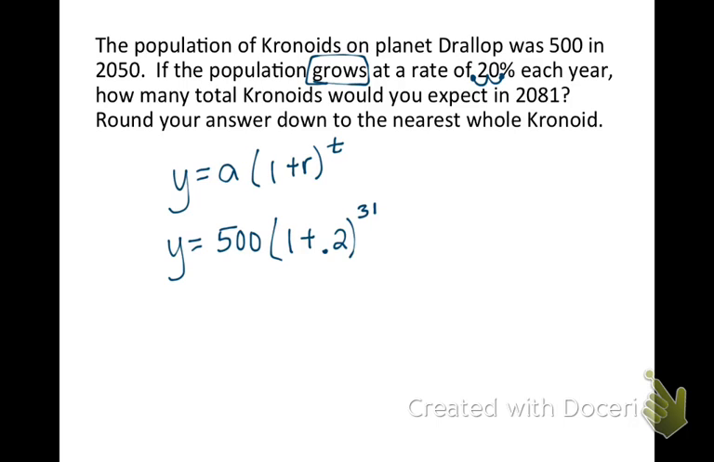Now you can enter this whole thing in your calculator. 500 parentheses 1 plus 0.2 parentheses, and then your exponent button to the 31. You are going to get out 1,402,426. Okay? So if you have any decimals here, make sure you're rounding. We can't have partial Kronoids. We need to only have whole.